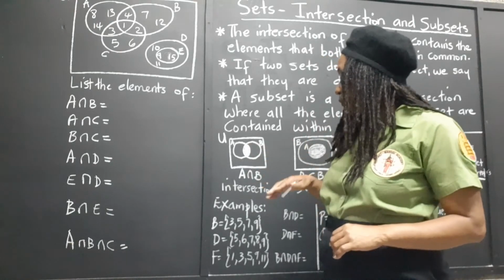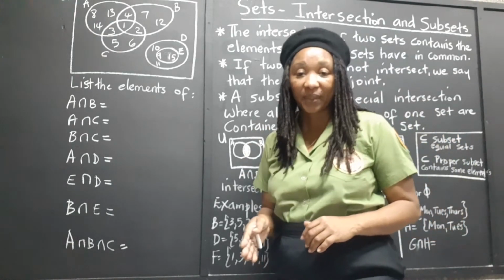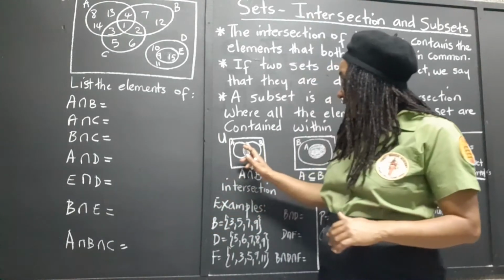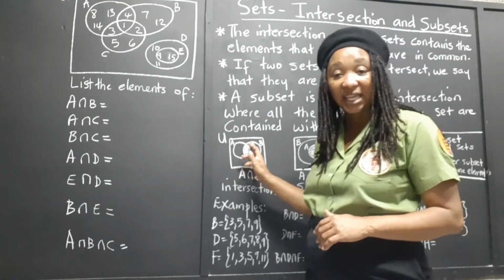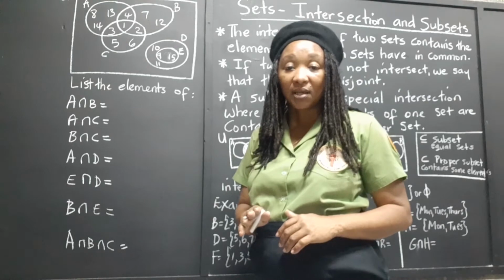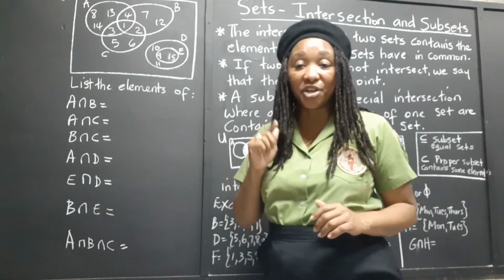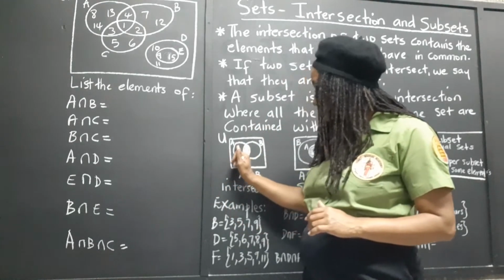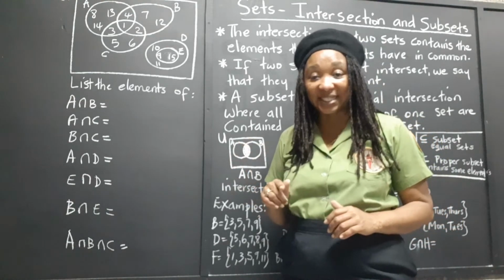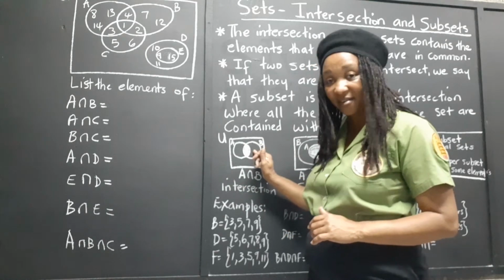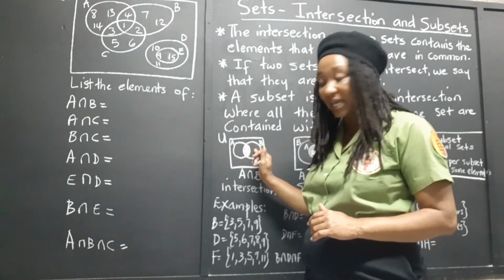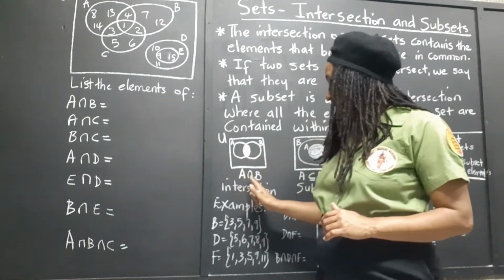So whatever is in set A and also in set B would go in this little space here, in the intersection. What is in set A alone, whatever is in set A but not in set B, would go here. And what is in set B but not in set A would go here. Okay, so this is A only, B only, and this is where A intersects B.